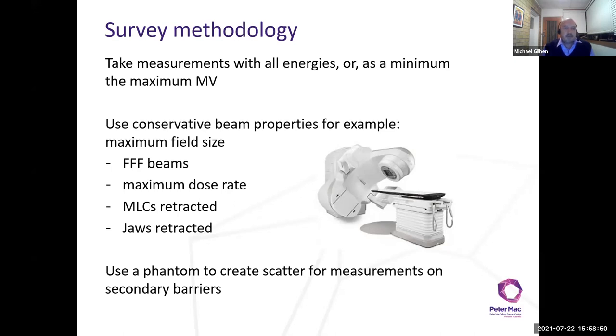We'll retract the multi-leaf collimators, we'll retract the jaws, we'll adjust the field size to give us the biggest we can get. And then we'll take our measurements from approximately 30 centimeters behind the barrier. We'll also repeat measurements using a phantom, be it any phantoms you have in your department, or even just some boxes of water will do the job. Here we're trying to simulate the scatter. We'll get up a patient, and we'll use a scatter object to measure the radiation doses behind our secondary barriers.